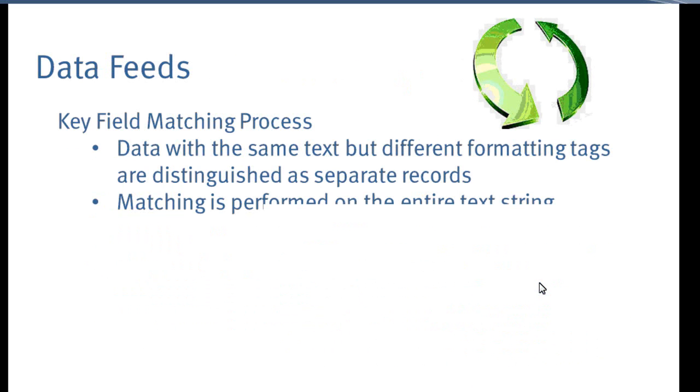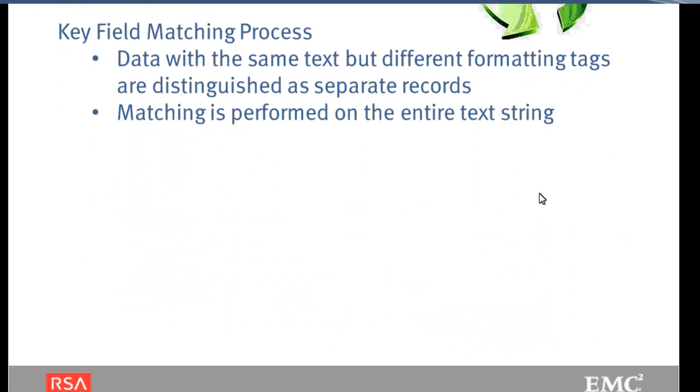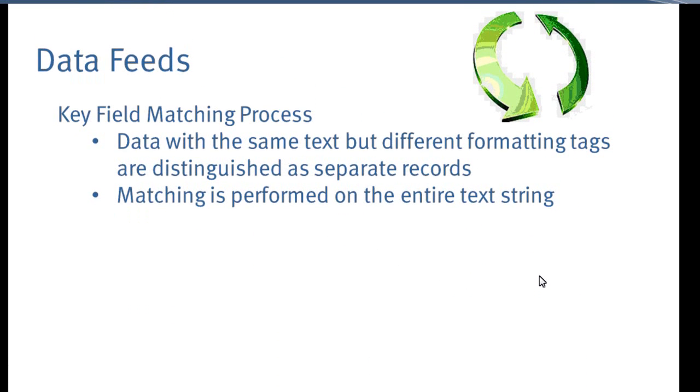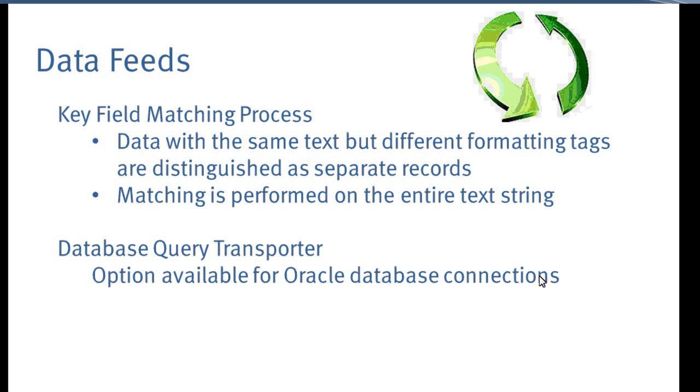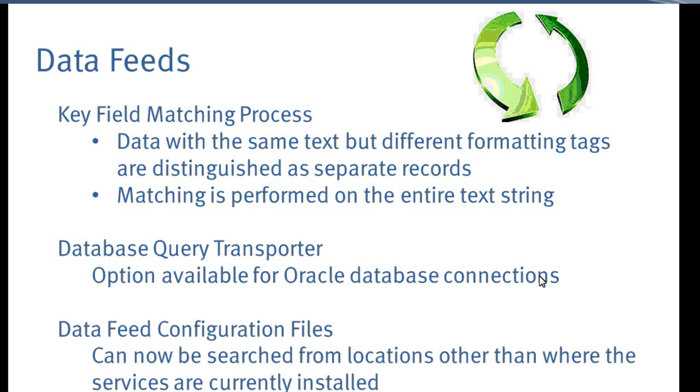We've also made a few improvements to our data feed functionality. With the key field matching process, data with the same text but different formatting tags are seen as separate records. Also, matching is now performed on the entire text string rather than only on the first 128 characters. It would be a good idea to review your data feeds that have text fields specified as key fields prior to a migration to ensure that this change will work as you intend. A new database query transporter option is available to facilitate Oracle database connections, and searches for data feed configuration files can now be performed in locations other than where the services are currently installed.